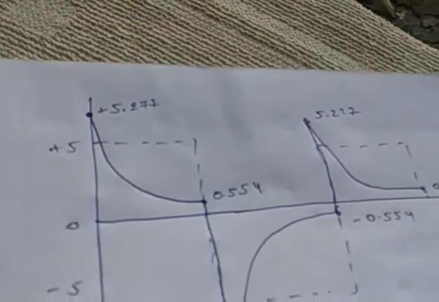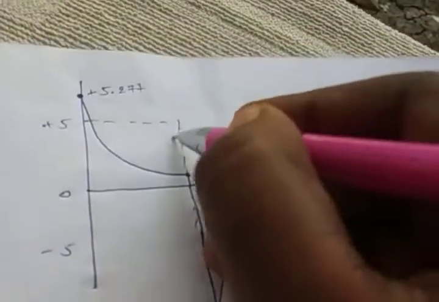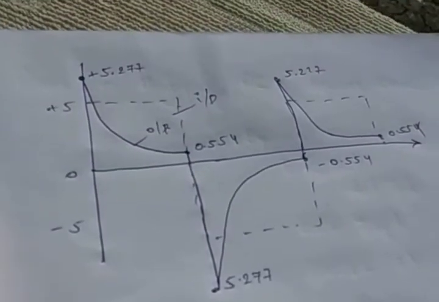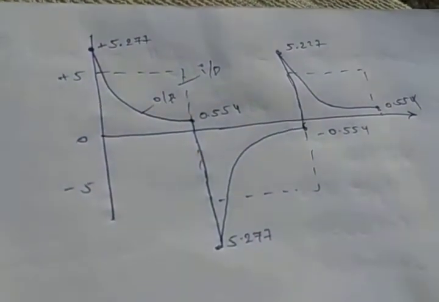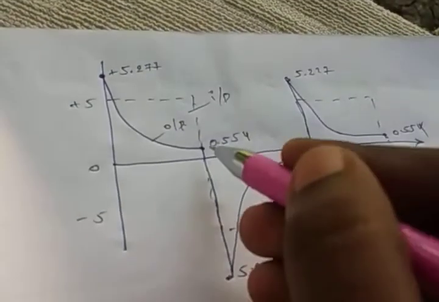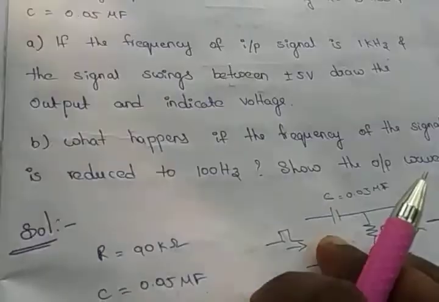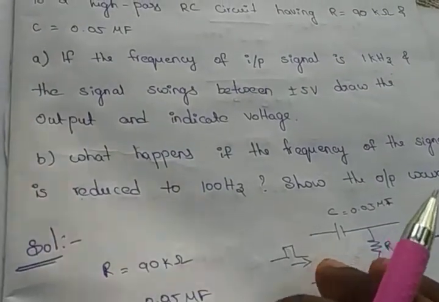This will be our output. This is input and this is our output. So by that we calculate the values of voltages and represent the values of output in the graph. Now let's see the second bit.